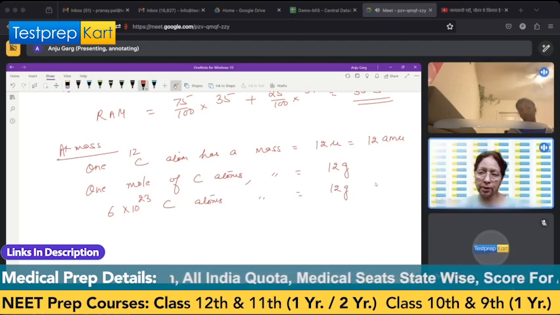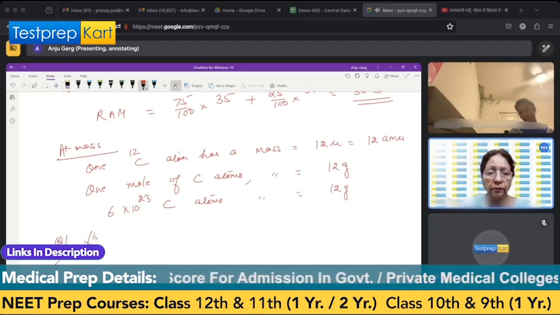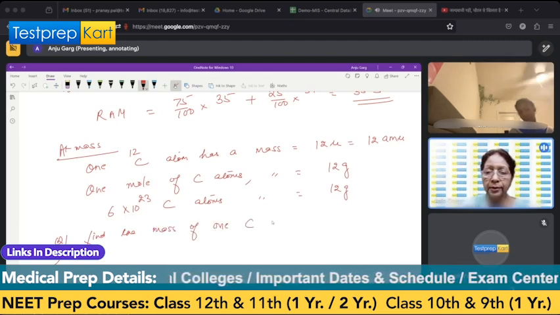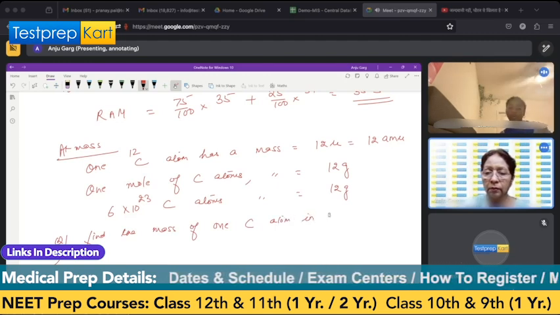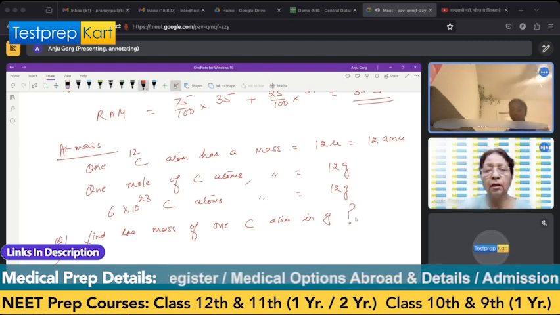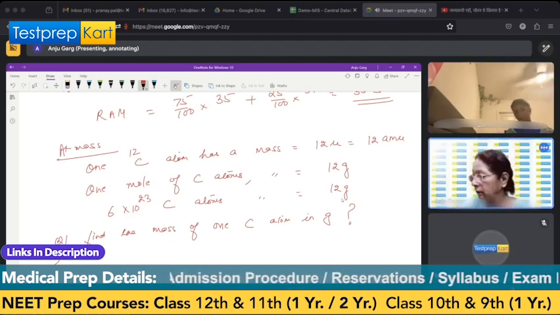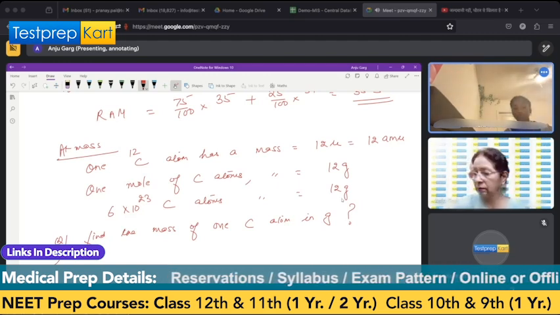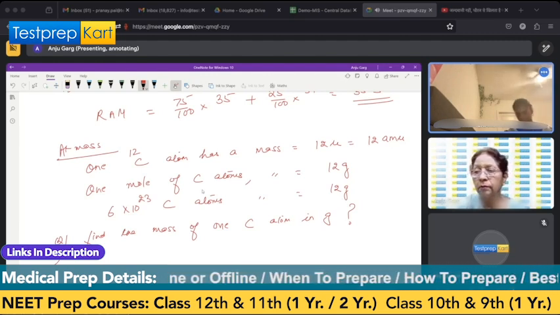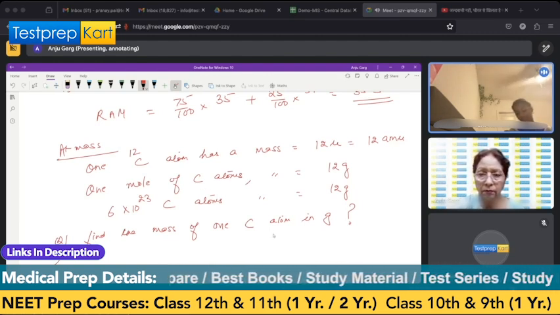So on the basis of this statement, if I give you the question: find the mass of 1 carbon atom in grams. These many carbon atoms are weighing 12 grams. Therefore, 1 carbon atom will weigh how much? Is it 6 times 10 to the power of 23 divided by 12?